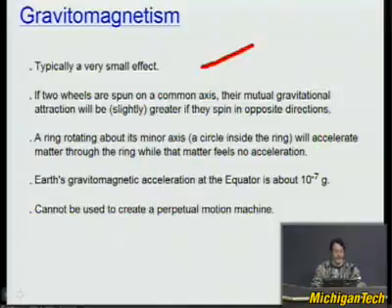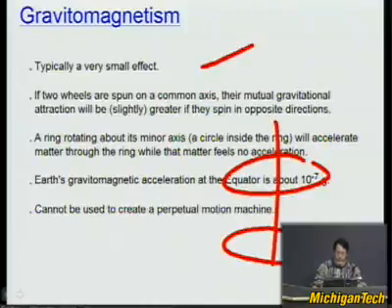However, the sense of the effect is that if two wheels are spun on a common axis, so here you have one and here you have another, with common axes going around like that, their mutual attraction will be slightly greater if they spin in opposite directions. Not something you really need to include in your average calculations. Your car tires aren't going to be attracted toward each other, or very little so, but it's something that's interesting.